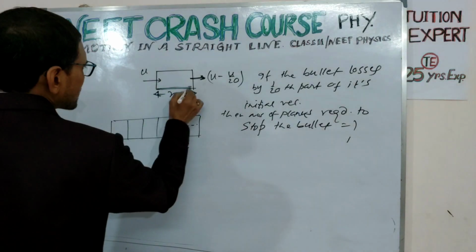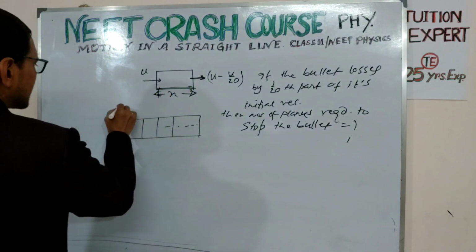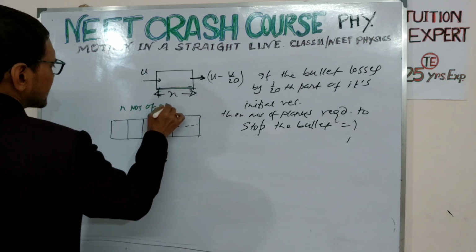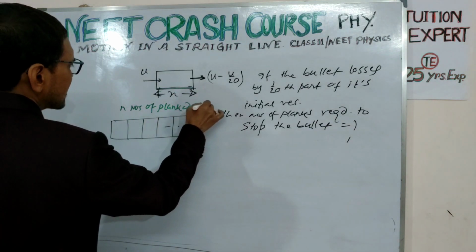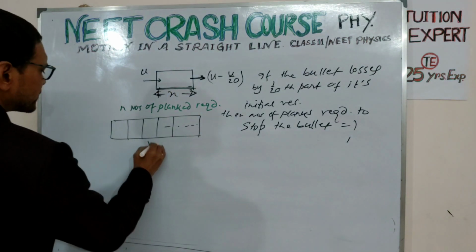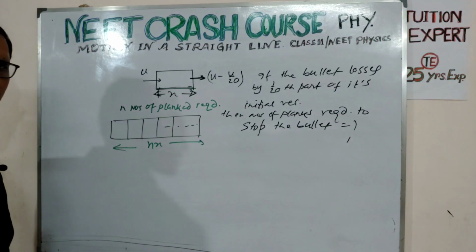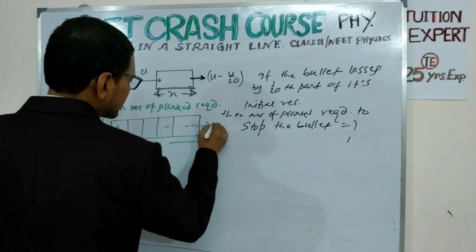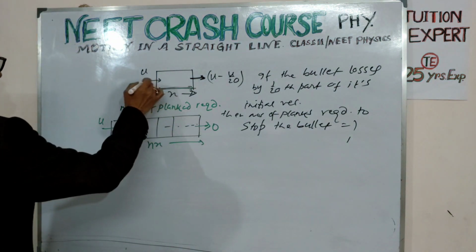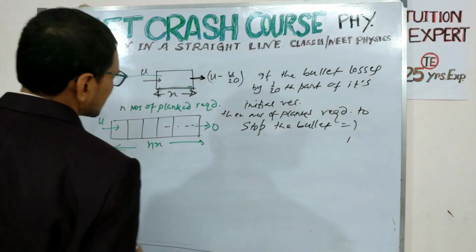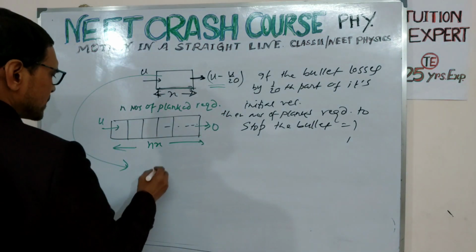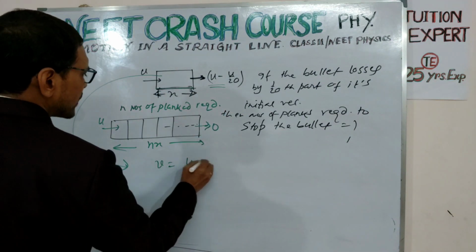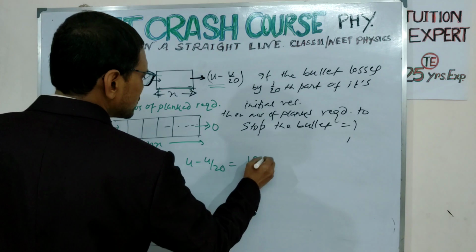Now, let the thickness of the plank be x and n planks required to stop the bullet. So the total thickness will be nx. Now, entering speed u and final speed now 0. So first we have to write one equation. The final velocity v equals u minus u by 20, that is 19u by 20.